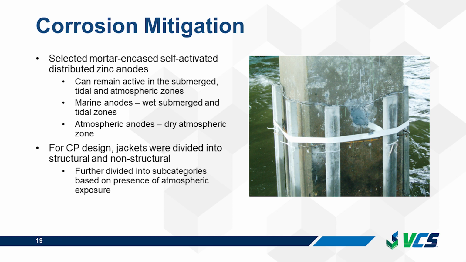For the purpose of CP design, the jackets were divided into two categories: structural jackets, where additional reinforcement was designed by the structural engineer, and non-structural jackets that only needed cathodic protection. Within both of these categories, the jackets were further divided into subcategories based on whether or not they had atmospheric exposure. So here's an example of the design.